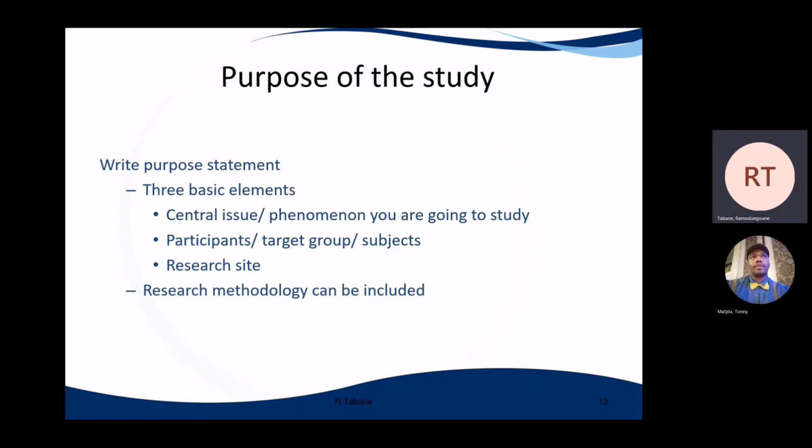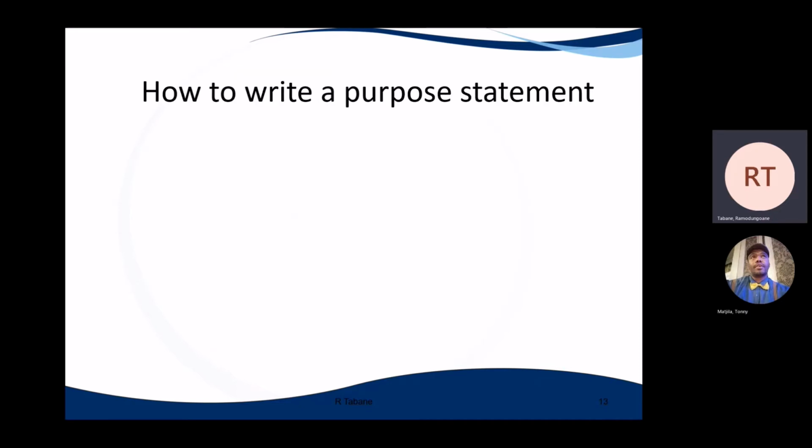The participants, we said to make it a title, we said high school learners. Then the research site: high school learners in Mokopane, Eastern Cape, in Zimbabwe, in Atteridgeville, Prof Mvava. That's the site. The central phenomenon or issue, the participants, and the research site. And always remember to include your research methodology if you can.